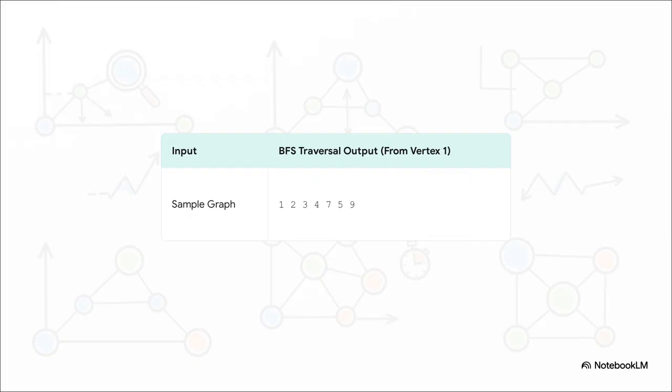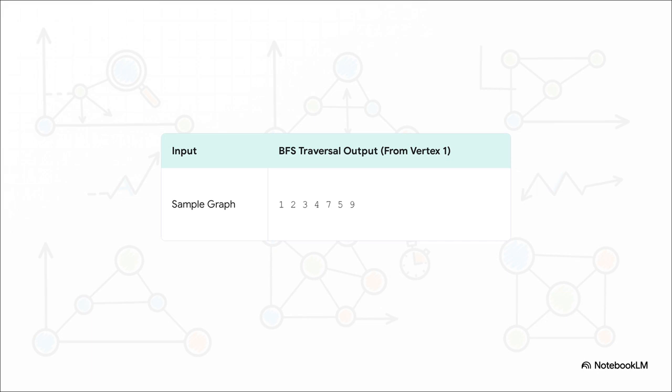And boom, here's the result. Let's say we start our search at vertex number 1. The code would first visit all of its direct neighbors. Based on this output, that would be nodes 2, 3, 4, 7, and 5. Only after it's visited all of those does it move to the next level, which is where it finally finds node 9.